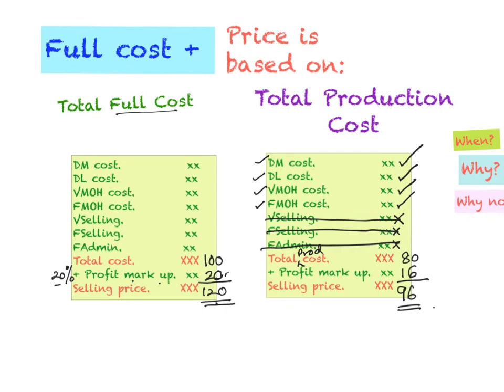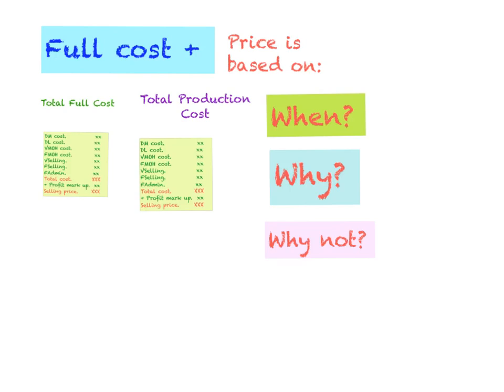So, can you see the difference in the selling price if you use the total full cost, which is 120, and if we use the total production cost, the selling price will only be 96, because total cost will of course be more than total production cost, because some of the cost elements here will be eliminated or will be excluded from your calculation. So that is why the selling price will be lower than the total full cost. Okay. So when actually do we use the full cost plus pricing? Why do we want to charge lower price then?